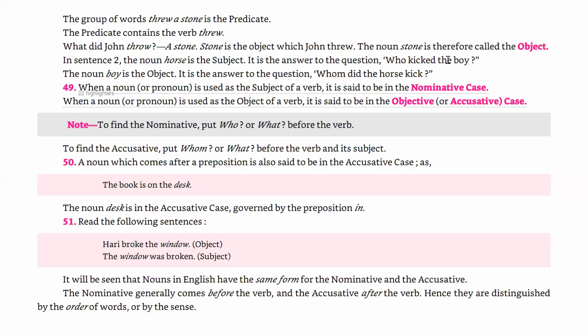Remember, when a noun or a pronoun is used as a subject of a verb, it is called the nominative case. When the noun or pronoun is used as the object of the verb, it is called the objective or accusative case.